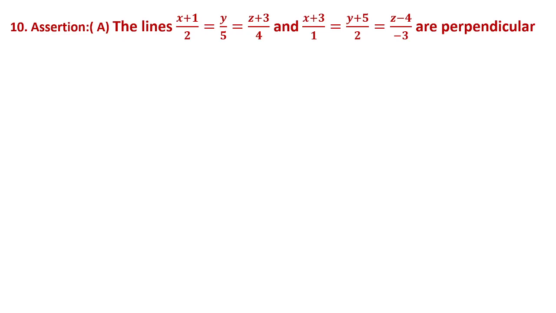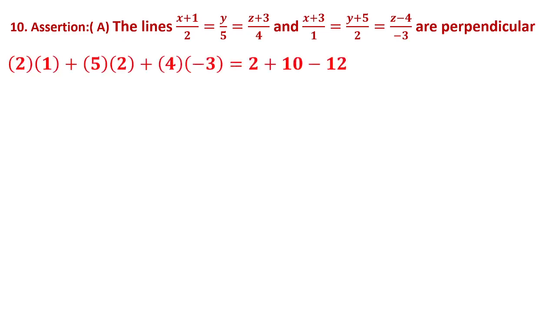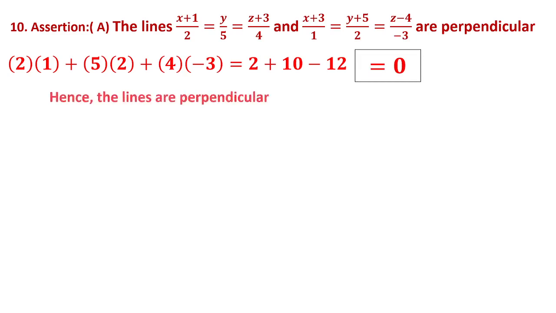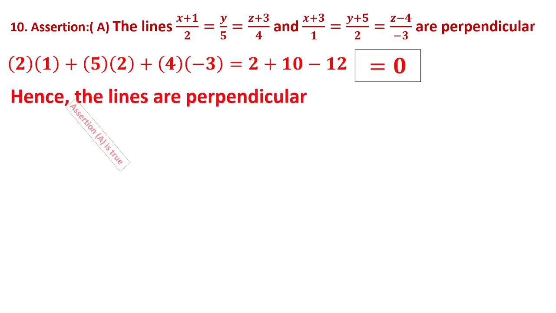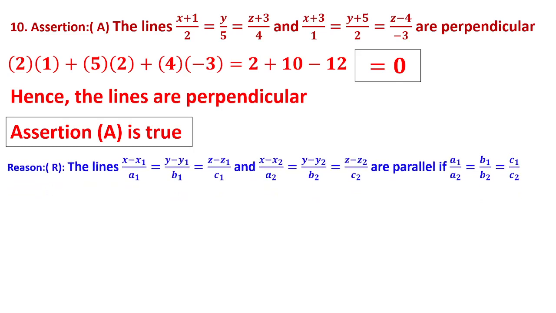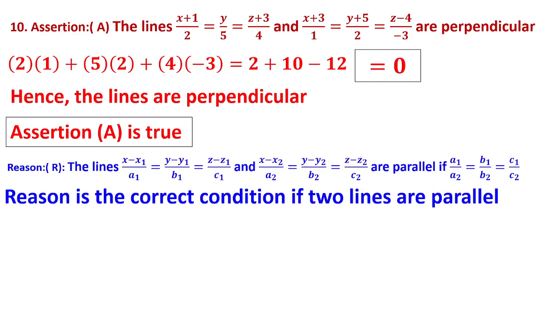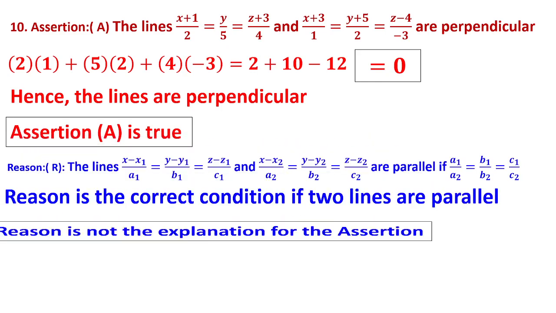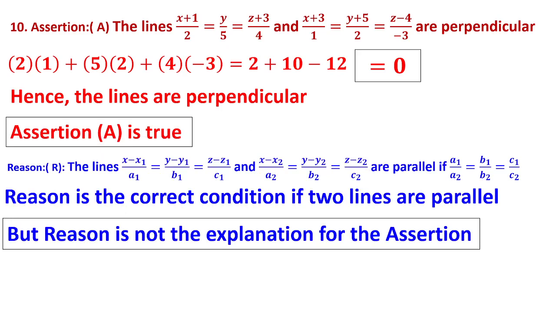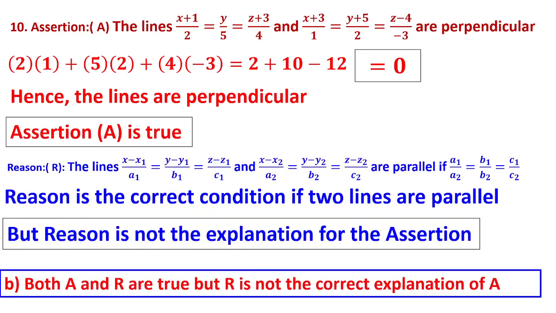Let us go to question number 10. Assertion: the lines are perpendicular. Let us check whether it is correct. Yes. The sum of the products of the corresponding direction ratios is 0. Therefore, the lines are perpendicular. But let us check out the reason. The reason given is the condition for parallel lines. Therefore, this is correct, but this is not used in the assertion. Therefore, the reason is not the explanation for the assertion. Both A and R are true, but R is not the correct explanation of A.